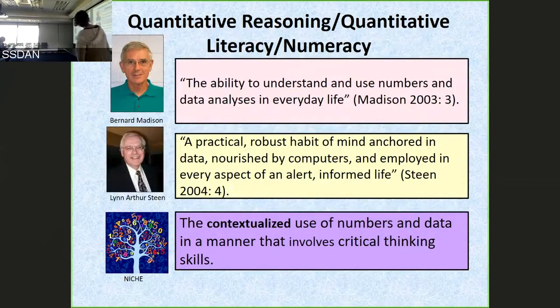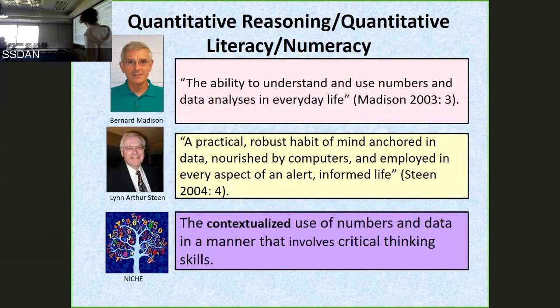But these are some other definitions of quantitative literacy and quantitative reasoning, put forward by some leaders in the movement, such as Bernie Madison or Lynn Arthur Steen, who are mathematicians. Lynn Arthur Steen actually passed away a few years ago. They were the leaders, the gurus in the quantitative literacy movement, and have written quite extensively about this. Basically, they're talking about using numbers and math in everyday life. Lynn Arthur Steen says it is a practical, robust habit of mind, anchored in data, nourished by computers, and employed in every aspect of an alert, informed mind.